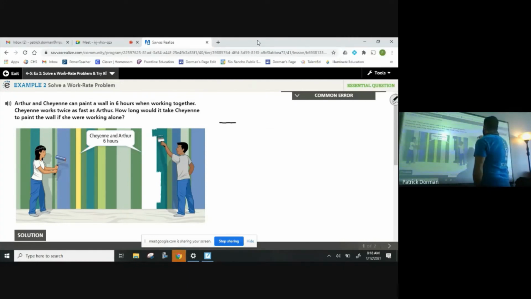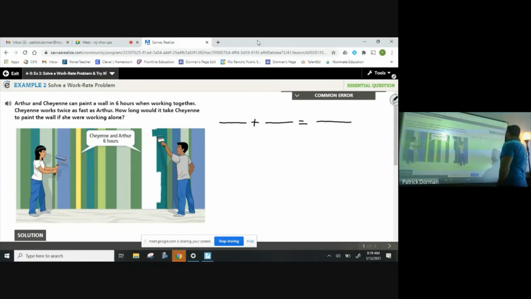All right. So I know I'm going to wind up with some fraction plus some fraction equals some fraction that represents their total together, right? We've got two people. We've got work rate 1 plus work rate 2 is going to be their rate together, all right? So it says that they paint a wall in 6 hours when working together, right? So working together, their work rate together then is 6. That's what's going to go on the bottom there. And it says one wall. So how much of the work do they get done in 6 hours? All of it. They get one wall done, okay? One wall done in 6 hours. All right.